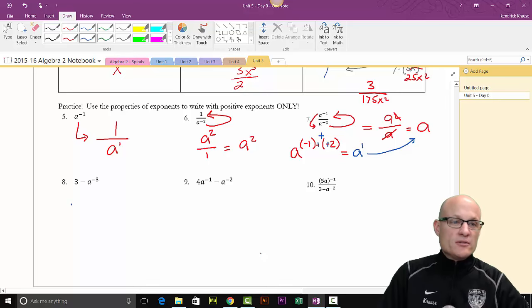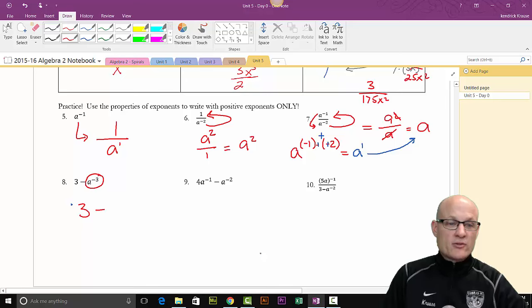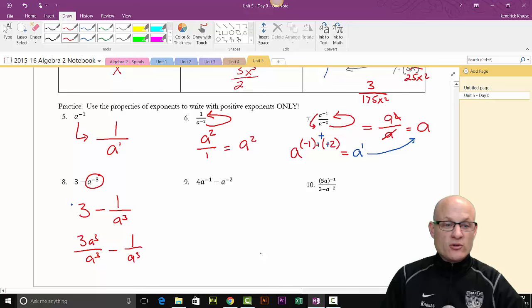Okay, so here, be careful. The only thing being raised to the negative exponent is this. So this is really 3 minus 1 over a cubed. Now, if I had to combine that, I would have to make this one 3a cubed over a cubed minus 1 over a cubed. This would be 3a cubed minus 1 over a cubed. Not really sure I want to do that.